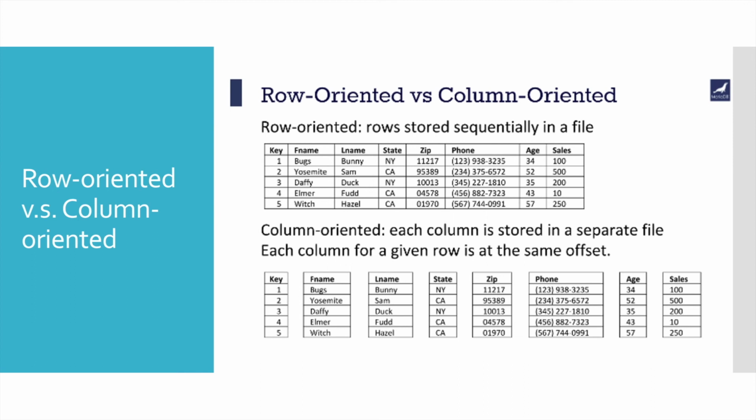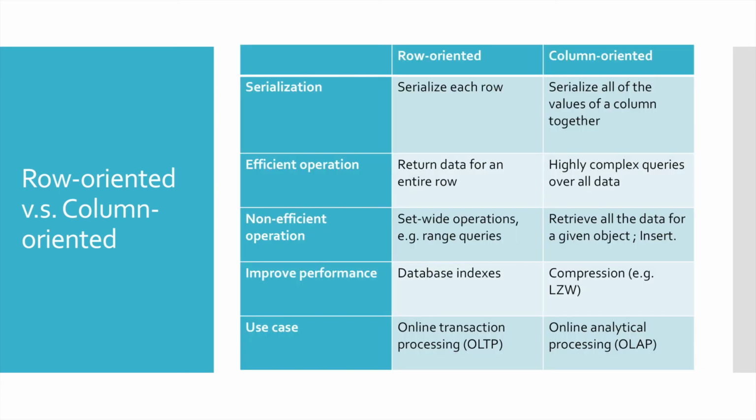For the column-oriented, each column is stored in a separate file, and each column for a given row is at the same offset. We can see that all the phone numbers are saved all together. Let's compare the row-oriented solution and the column-oriented solution. For the serialization, the row-oriented serializes each row into one place. The column-oriented serializes all the values of a column together.